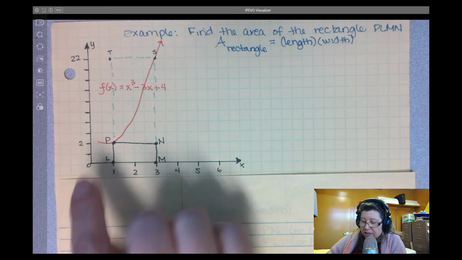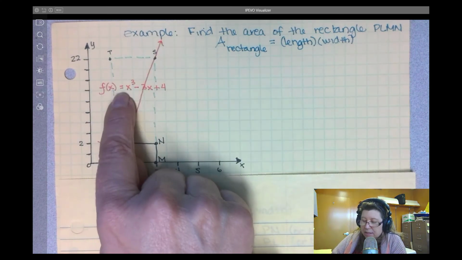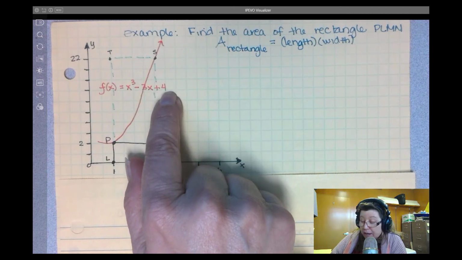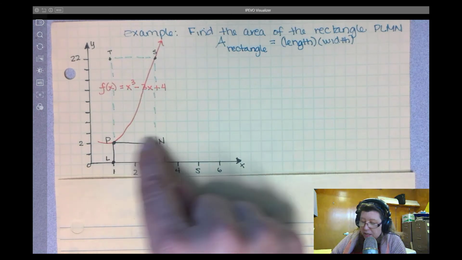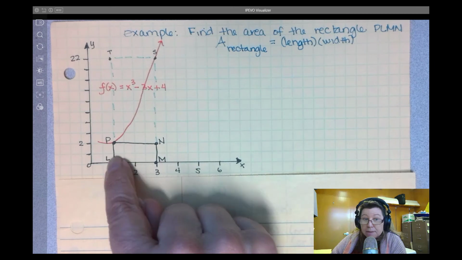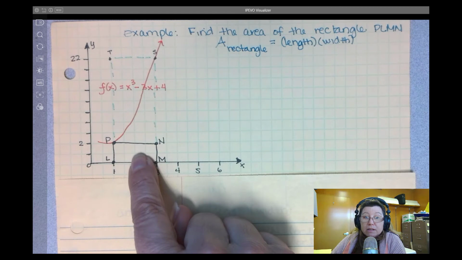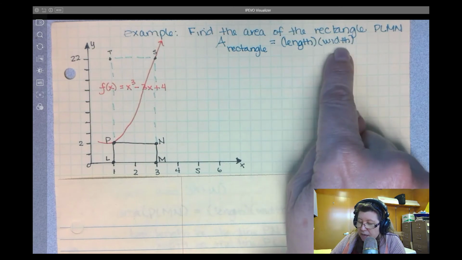That's the idea of it anyway. Looking at the graph, I've given you a function graphed as f of x equals x cubed minus 3x plus 4. And then I've given you a rectangle that goes from point L to P to N to M, and it makes a rectangle. And we want to find the area of this rectangle. Okay, that's not bad. But we do have to remember what the formula for the area of a rectangle is.